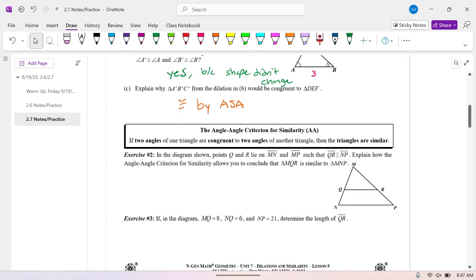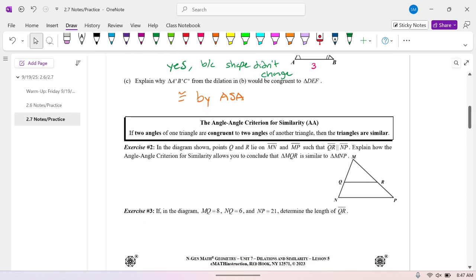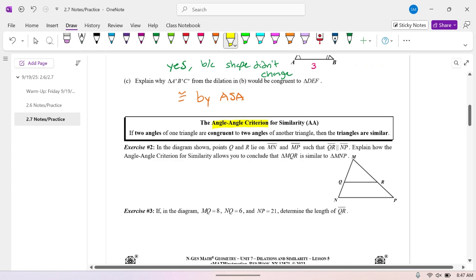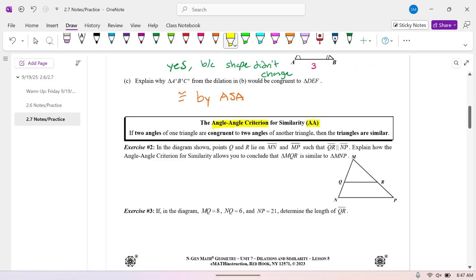Now, this leads into our different criteria. So these are our different postulates. So the first postulate is the angle postulate. You may also see it as angle. All right. So the angle criterion for similarity, you may see it as AA. You may also see it sometimes as angle. All right.